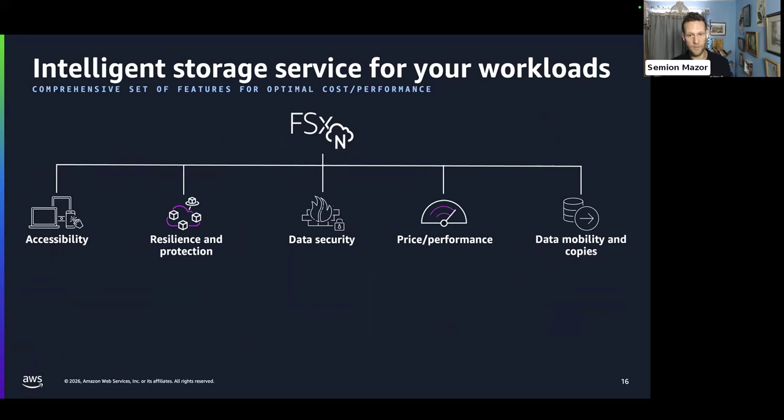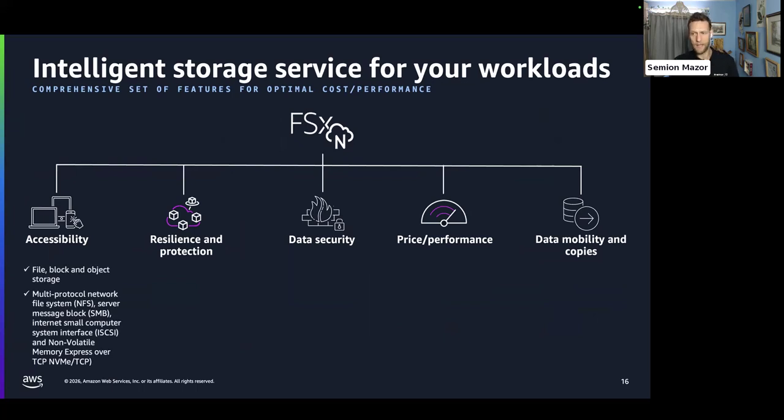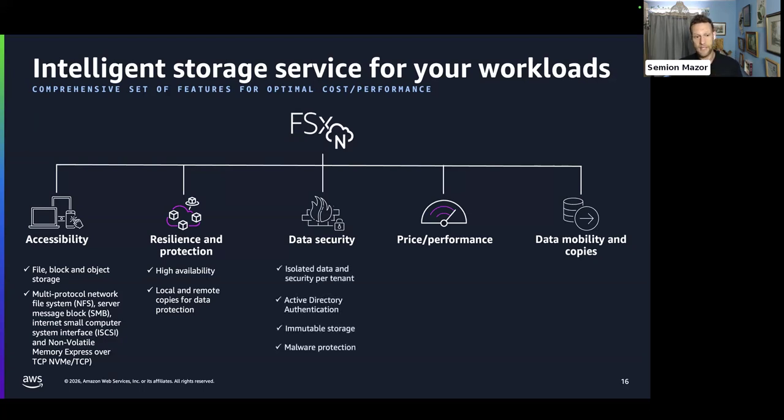It's way too much to cover in this webinar, but generally speaking, there's 5 pillars of those technologies, starting with accessibility, with unified storage for both file, block, and object storage, multi-protocol accessibility, then second pillar for resiliency protection with high availability, and backup, DR. We'll talk all about that. Third pillar for data security with built-in autonomous ransomware protection, immutable storage option, etc. Fourth pillar for price performance. We will dive into this in more detail. And the fifth pillar, which we'll also cover, for data mobility and copies with different options for cloning, caching, replicating data, etc. So all this is available as part of FSx ONTAP.